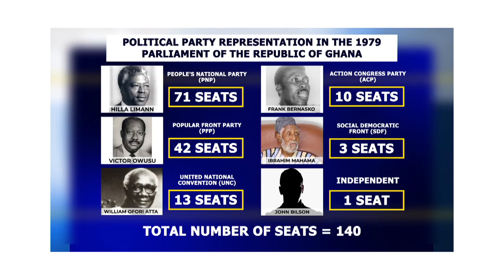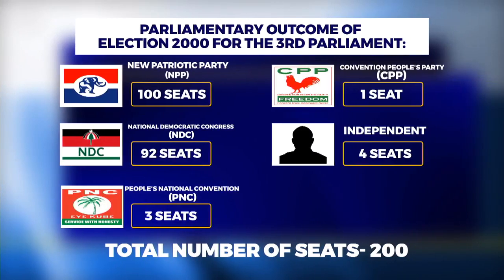Then Action Congress Party has 10. Social Democratic Front, a very small party, has 3. Independent has 1. They come to 140. Let's move on. Let's look at the year 2000. In 2000, New Patriotic Party, 100 seats out of 200 at this time. New Patriotic Party has 100 seats.